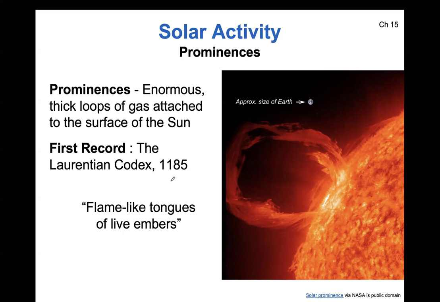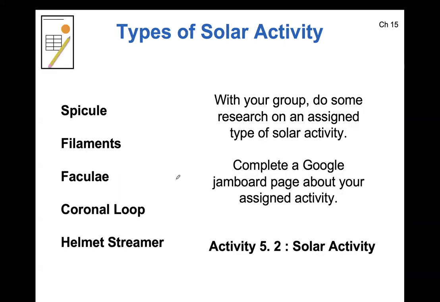And they've been observed all the way back into the 12th century, described as flame-like tongues of live embers. In other words, you can observe them with naked eye observations, although without harming your eyes would be kind of tricky. But if you had a way to, probably looking at a reflection of the sun, so rather than looking directly at it, using some sort of mirrored surface.